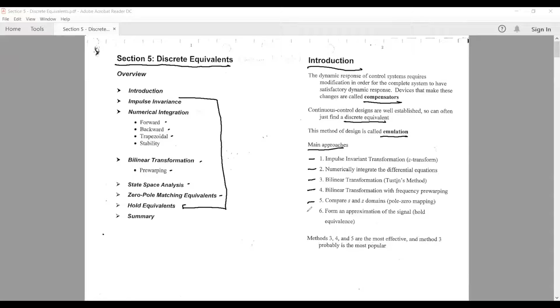And then the last one is to form an approximation of the signal, which is the hold equivalent methods. We have briefly looked at this in the last lecture, but we are also going to look at it again more deeply in this lecture. It says methods 3, 4, and 5 are the most effective, and method 3 is probably the most popular. So method 3, bilinear transformation, is very popular, but there is another lecture on this in the next section.